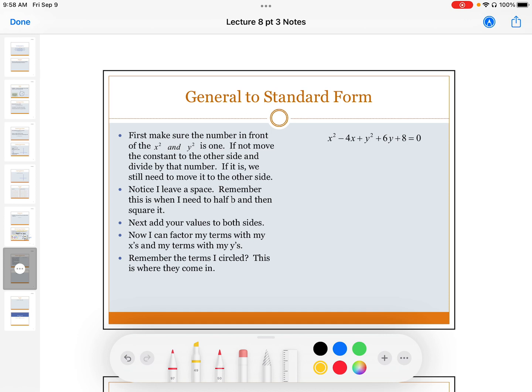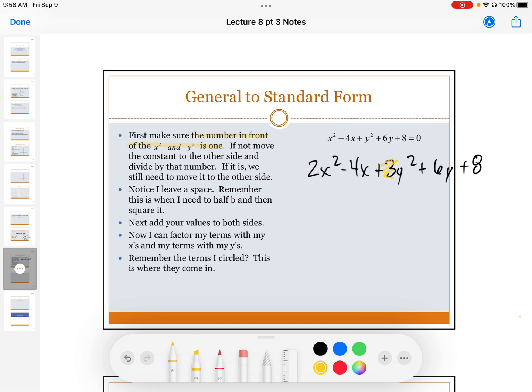Okay, I've got x squared minus 4x plus y squared plus 6y plus 8 equals 0. So the first thing that we have to do with this is we do have to make sure that the number in front of the x squared and the y squared is 1. Okay, this will not work unless the number in front of the x squared and the y squared is 1. So in this case here, we're good. Okay, I always have kids that are like, well, what if it's a 2x squared minus 4x plus 3y squared plus 6y plus 8? Okay, I would have to divide.